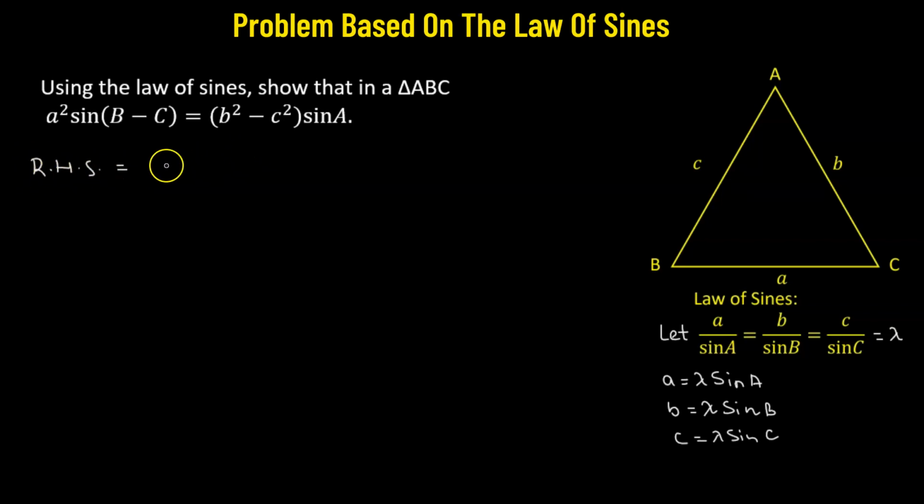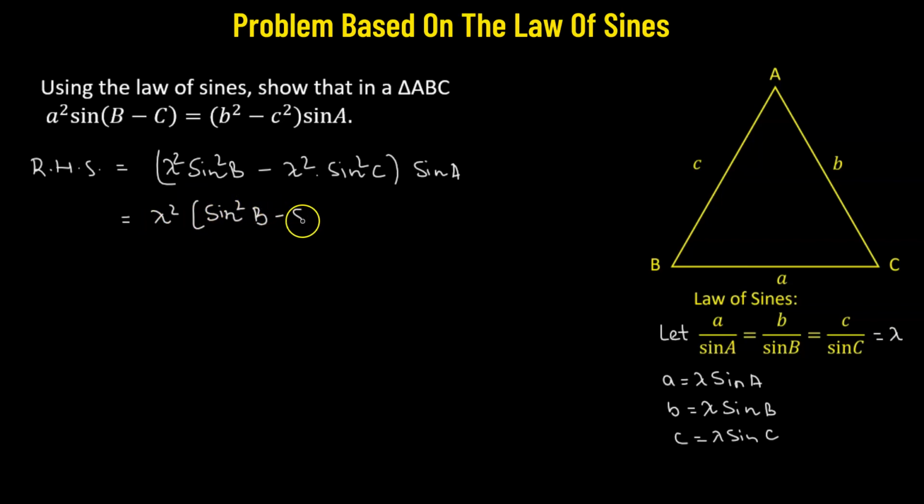Here we have b squared minus c squared. In place of b, if we replace it with lambda times sine b, we get lambda squared multiplied by sine squared b, minus c squared, which gives lambda squared multiplied by sine squared c, the whole multiplied by sine of angle A. Taking lambda squared as the common factor, we get lambda squared multiplied by (sine squared b minus sine squared c), the whole multiplied by sine of angle A. Now sine squared b minus sine squared c is actually sine of (b plus c) multiplied by sine of (b minus c), the whole multiplied by sine of angle A.